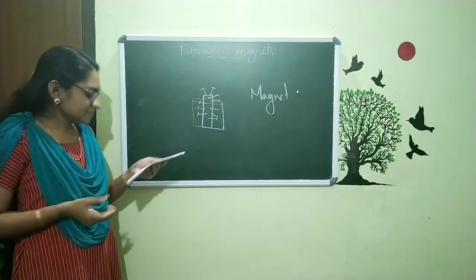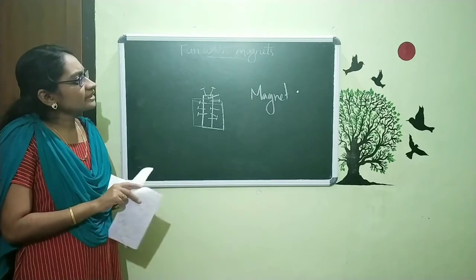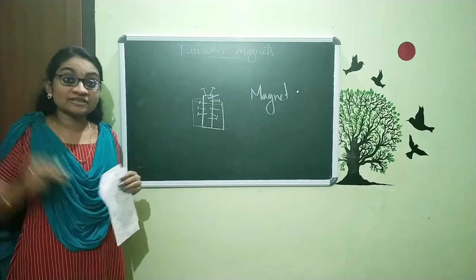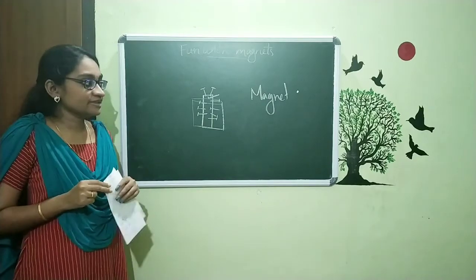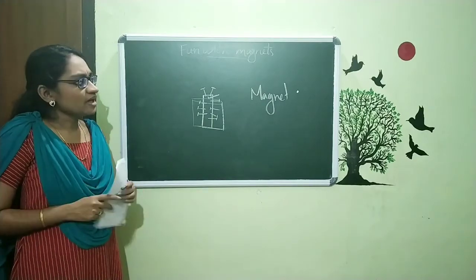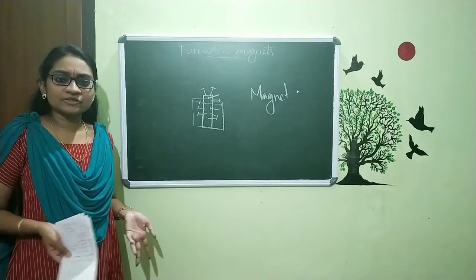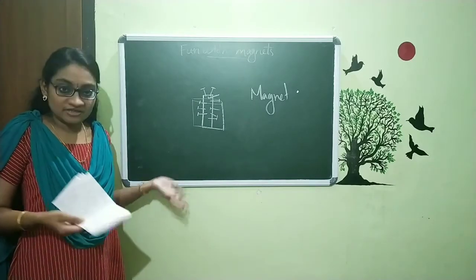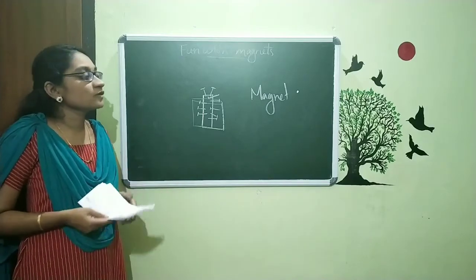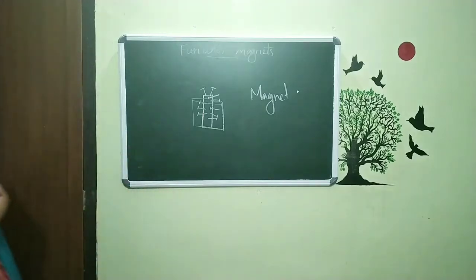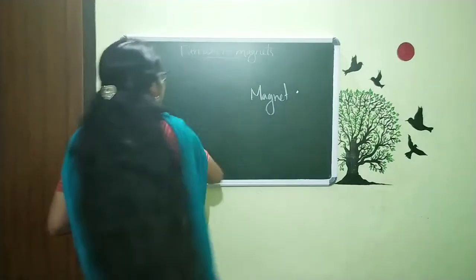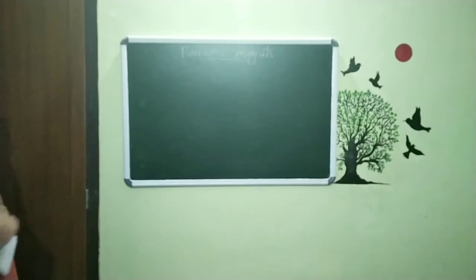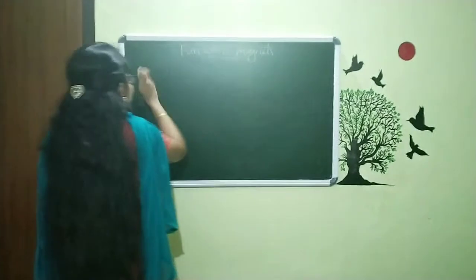Now the question is this. Was the name of this substance magnet from the initial stage? No, it was named later. And how was this magnet invented? Are all magnets similar? Is there any difference? Is there any classification? All these things we are going to discuss. So now we are going to discuss how we invented the magnet. That is the next portion.